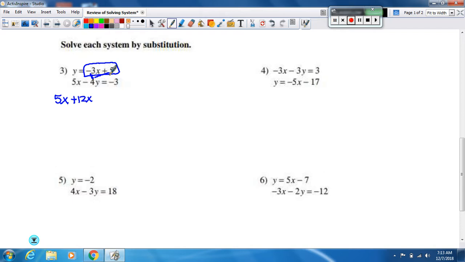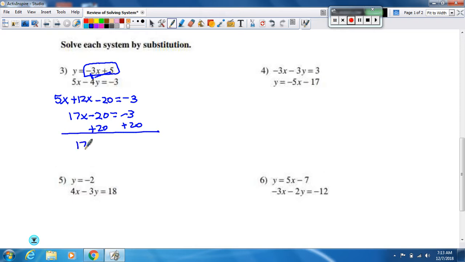and negative 4 times, notice I'm not doing the y because you're substituting in for what y is. Negative 4 times 5 is a negative 20. Everything else in the equation just gets written down. Okay, so then you've got 17x minus 20 equals negative 3. You're going to add 20 to both sides.